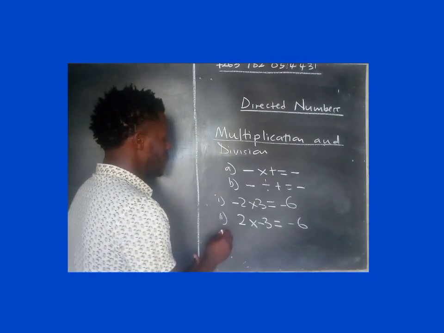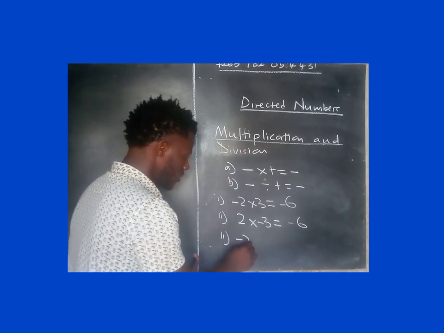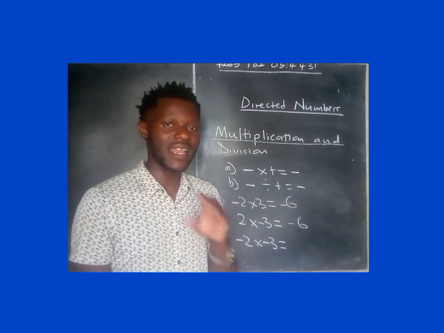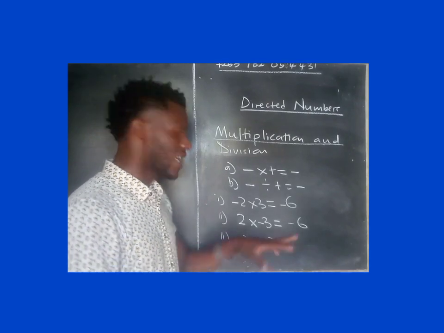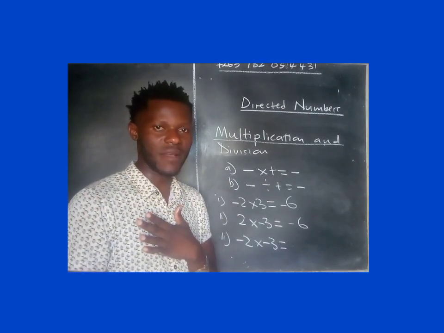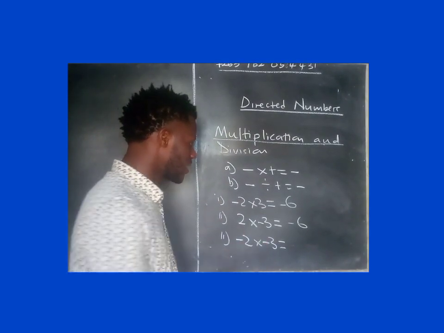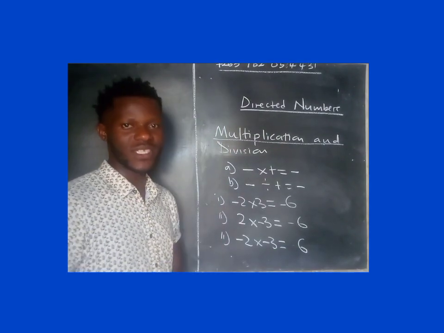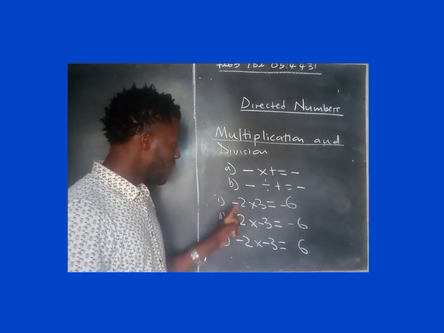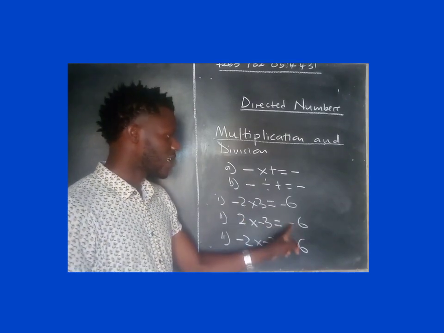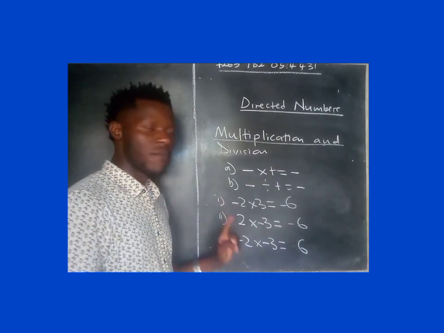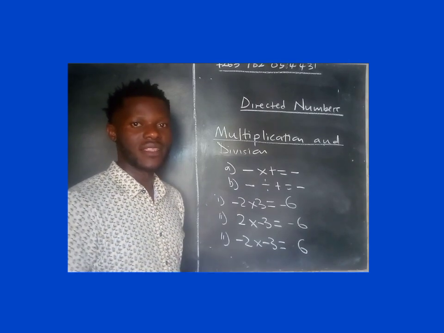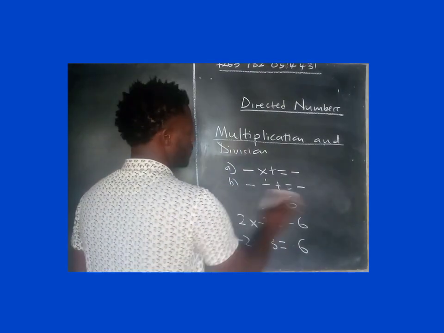But if it was minus 2 times minus 3, when you are multiplying numbers with the similar signs, you get a positive answer. It's like I will multiply 2 times 3, then you get 6, and in this case, it's going to be a positive 6. When multiplying numbers with the different signs, you get a negative product. When multiplying numbers with the similar signs, you get a positive answer. The same applies to division.